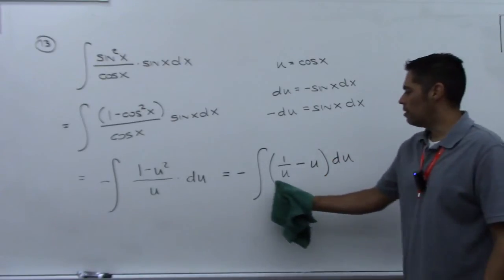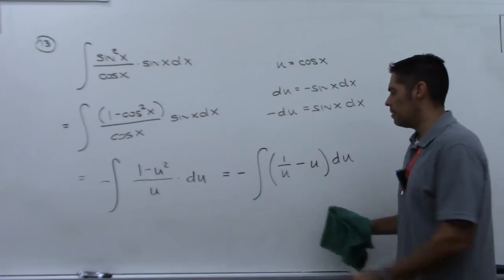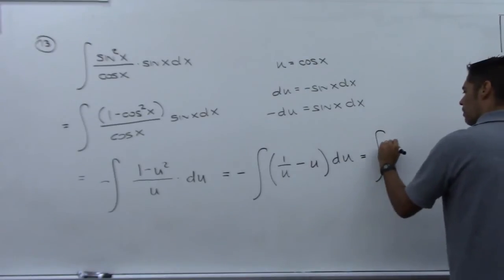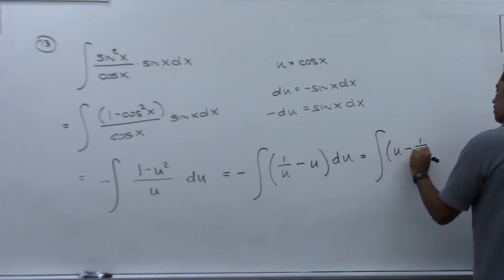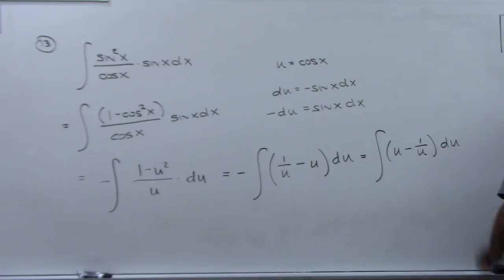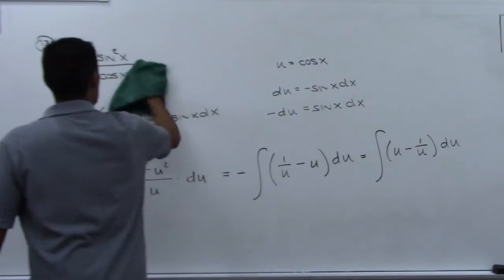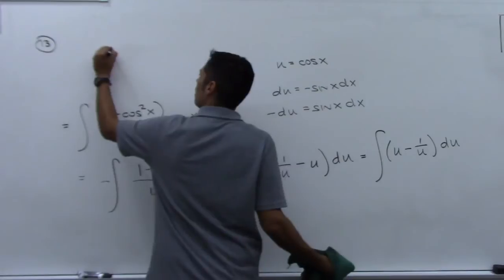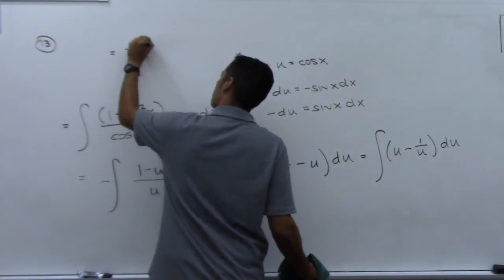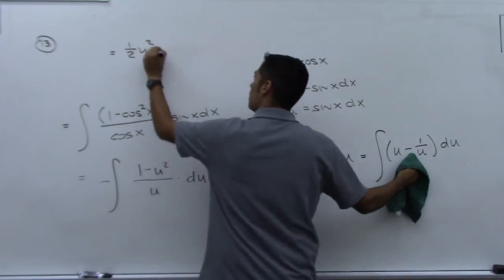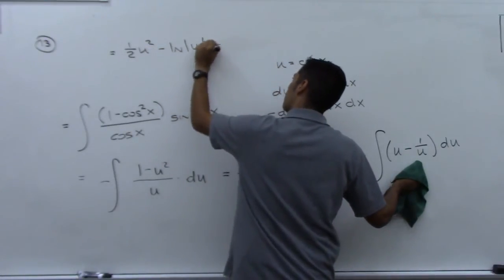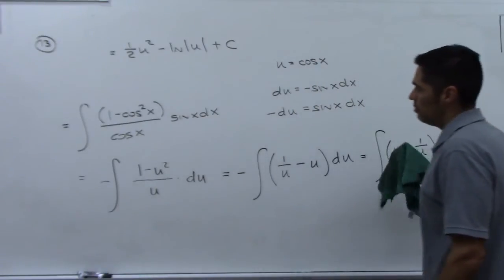And I'm going to do what I did earlier. I don't like the negative out here if I've got two terms, so I'm going to distribute it. It's going to make this negative and that positive, so I'll switch the order. I'll put the u first as positive, and then minus 1 over u, du. And now just take the antiderivative of that. The antiderivative of u by itself is 1/2 u squared. And then the antiderivative of 1 over u is natural log of the absolute value of u plus a constant.